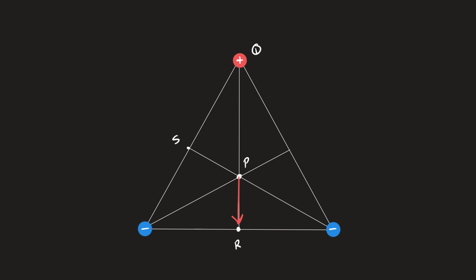The next component of the force, which by symmetry is going to be the same size, is going to be in this direction for the negative charge to the left, and in this direction for the negative charge to the right. And I know that these have to be the same size forces because they are all the same distance away from point P. Any question about that statement?